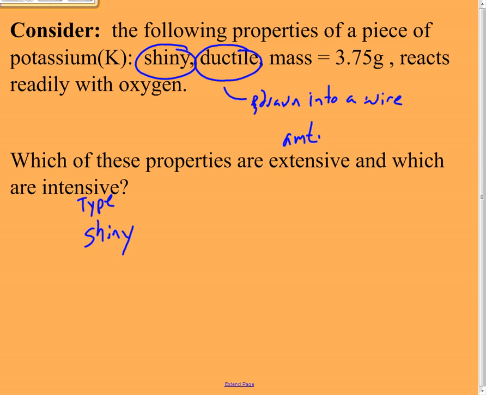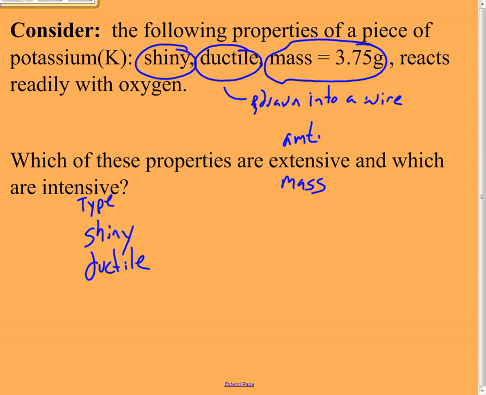If I have a little bit of potassium, can I draw it into a wire? If I have a lot of potassium, can I draw it into the wire? The answer is it doesn't depend on the amount. So that means that ductility, being ductile, is an intensive property. Mass. Mass of 3.75 grams. If I have more potassium, will my mass increase? Yes, it will. If my mass changes with amount, that means it is an extensive property.